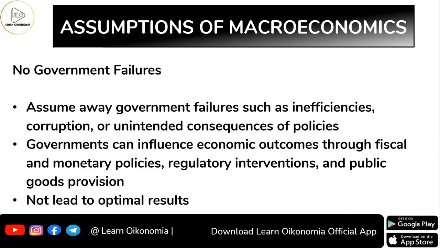Now, government failure, yet another problem that we are having in macroeconomics. So what happens? We assume that government is always efficient, but sometimes the government might be inefficient. The government might be corrupt. The government might lead to some unintended bad consequences.